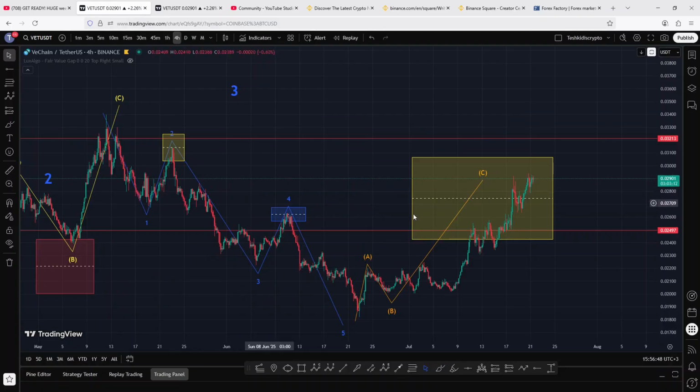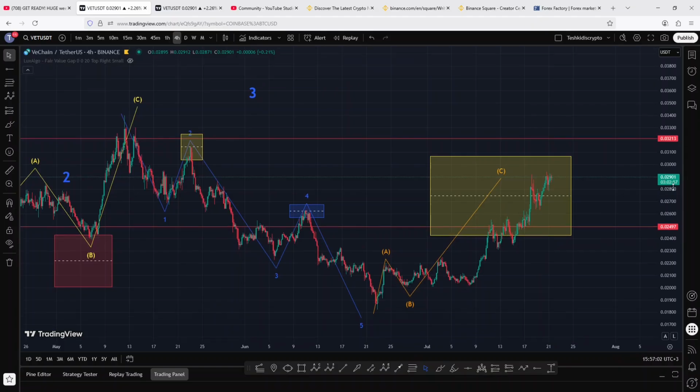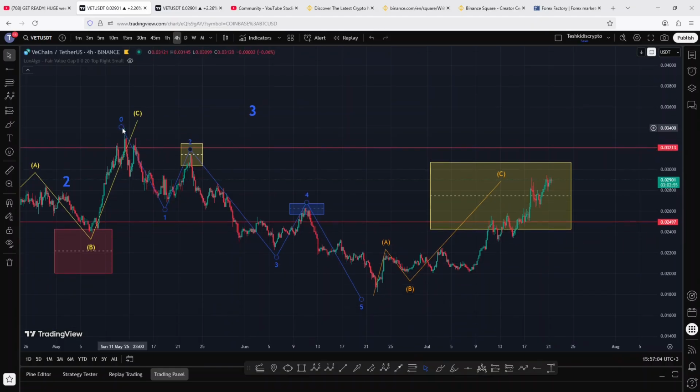Jumping to the 4-hour chart, I have a key area of resistance that we need to pay attention to, that lies between the 0.02426 and the 0.0367, which is the yellow target area over here. And that is an area that I came up with after getting this 5-wave structure to the downside from the highs we made above the 0.034.